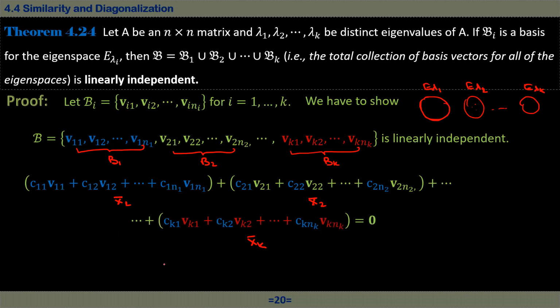What do we have then? We have x1 plus x2 plus dot dot dot plus xk, and on the right-hand side, a zero vector. Now we know that x1 is a vector from E lambda 1, x2 is a vector from E lambda 2, and xk is a vector from E lambda k. For example, this x1 is a vector taken from here, this x2 is also a vector from here, and the last one is a vector from here.